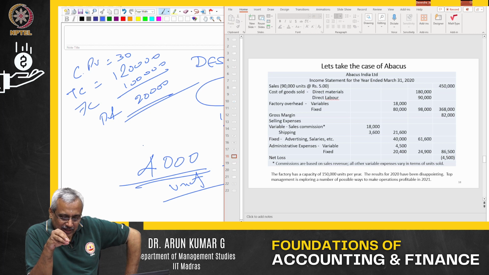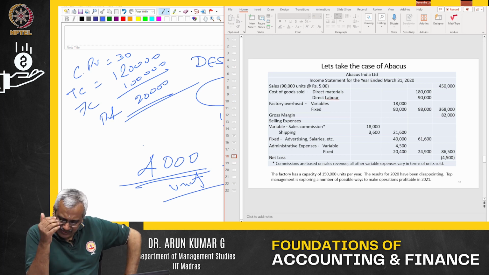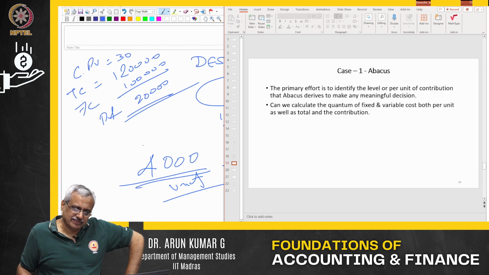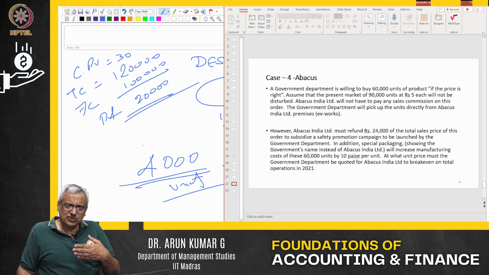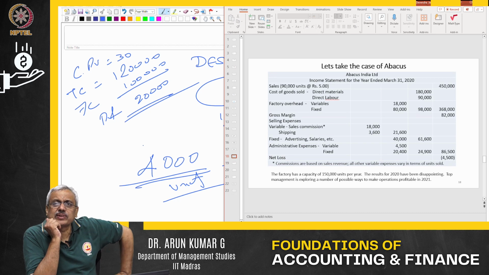I have taken how we use this contribution analysis for various kinds of decision making. Now, this is a company which is operating and they see that they make a loss of about $4,500. They want to come out of this loss. They are trying various alternatives, as you can see out here, case 1, case 2, case 3, case 4, 5 and 6, about 6 different alternatives.